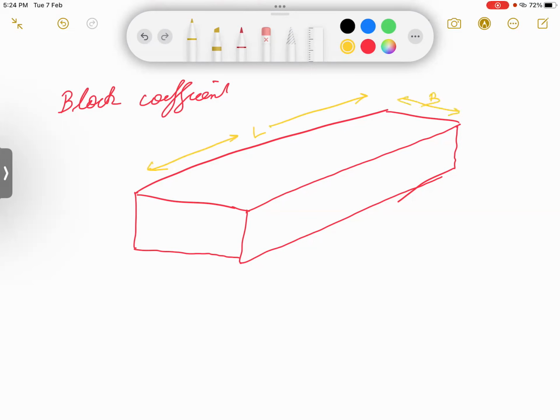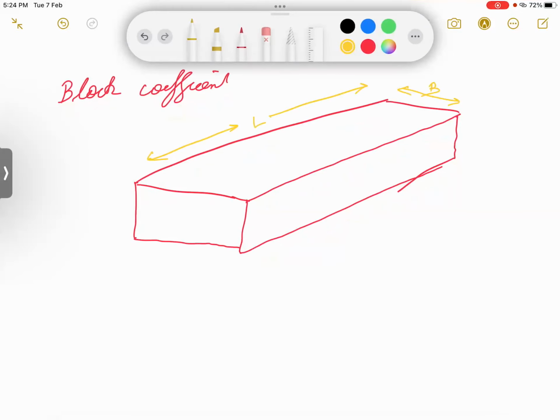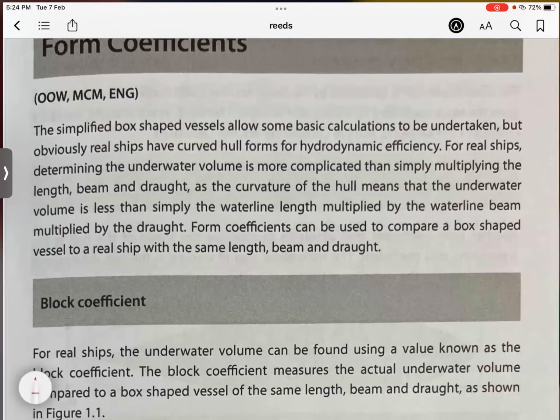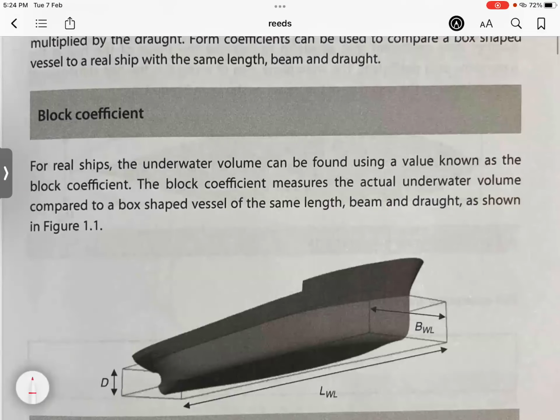Let me just show you the definition. For real ships, the underwater volume can be found using a value known as the block coefficient. How the hull form is looking can be known by the block coefficient. Not just block, we also have different coefficients, and we use a combination of them. The block coefficient measures the actual underwater volume compared to a box-shaped vessel of the same length, beam and draft. That is the block coefficient.